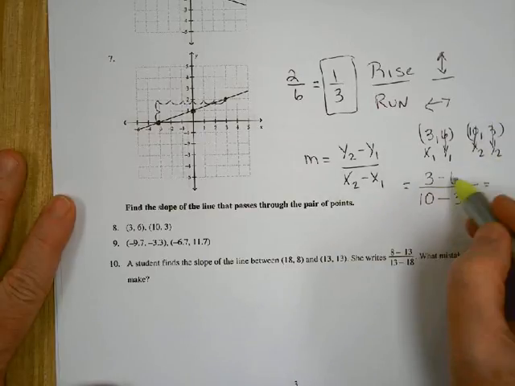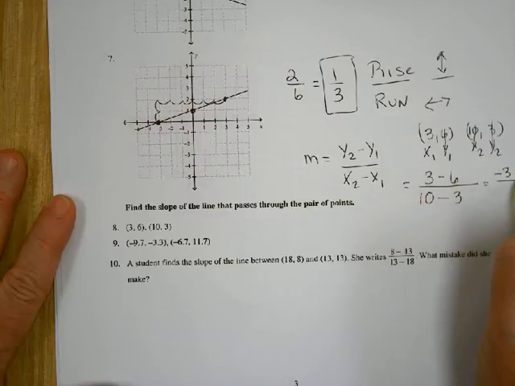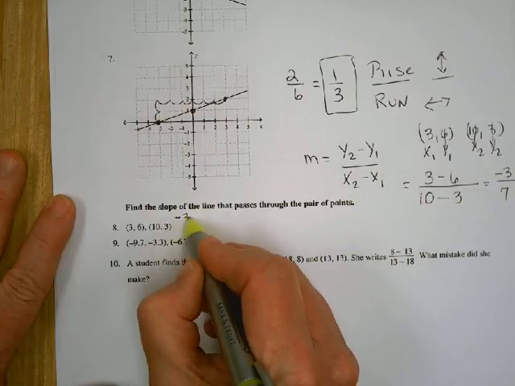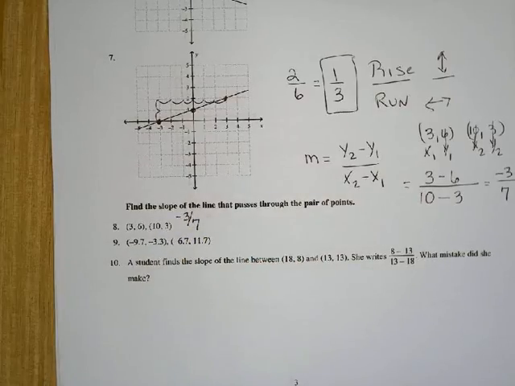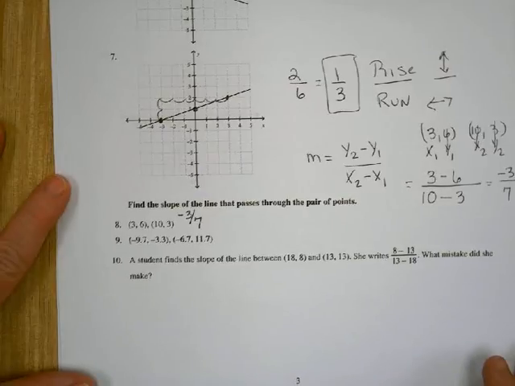3 minus 6 is negative 3. 10 minus 3 is 7. So the slope here is negative 3 over 7. The negative can be in the top, it can be out front, it can be in the bottom. I tend to put it in the top of the fraction when I work these problems. Number 9 is worked the same way.